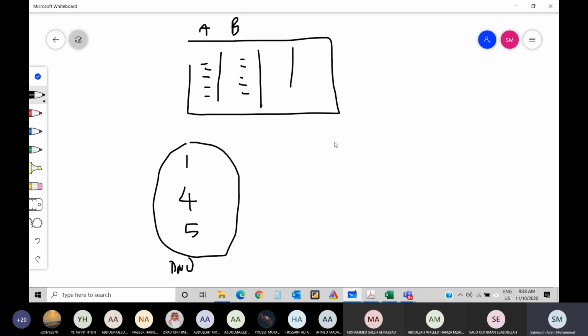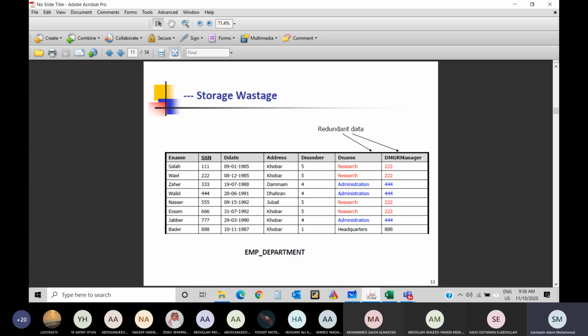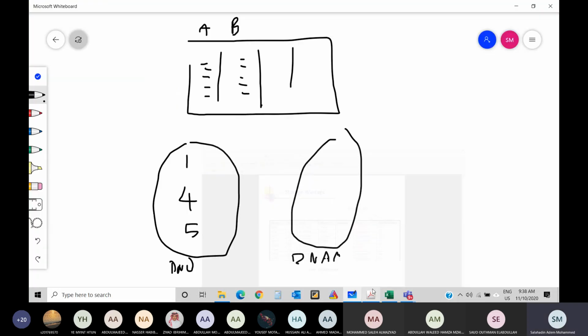So this is one column. Let's take another column, which is department name. What are the distinct values of the department names? I have research, sorry, I have administration and I have headquarters. That's all. I have only 3 values. Are you with me or not? So I have headquarters, let me just put it as H. I have research department, which I will call R. And I have administration, let me put it A.